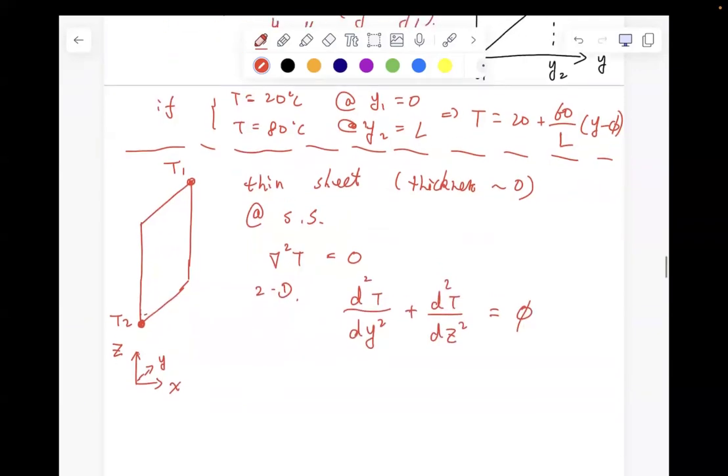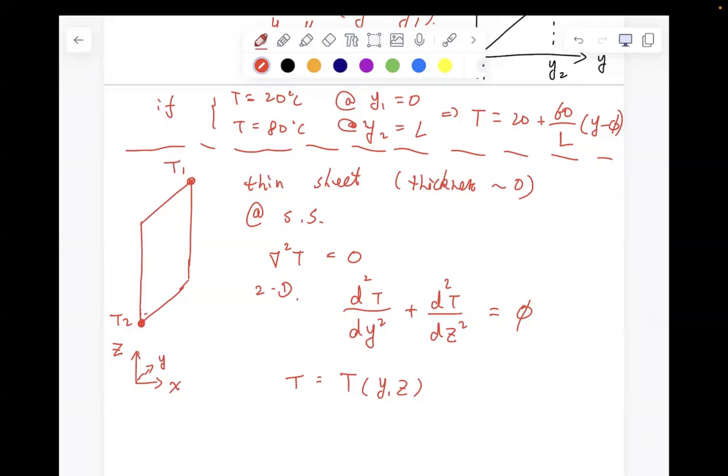So T will be a function of y and z location positions. And then, of course, if you have T1, T2 as boundary conditions, then you would be able to solve it. And this actually will be a problem that we're going to solve toward one third of this semester.